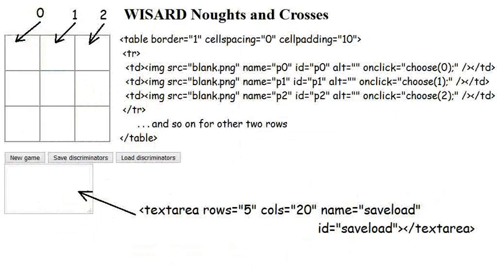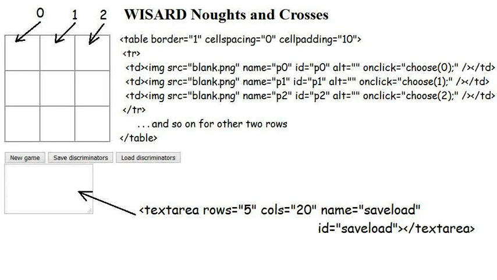As always, the nitty-gritty starts with a view of the screen. The playing grid is at the top left, with buttons below it for new game and to save and load the discriminators. It's a good idea to save those discriminators often while training WISARD, as it takes an absolute age to learn to play even semi-reasonably. Below that there is a text area, which is used for saving and loading. You should be very familiar with that by now.